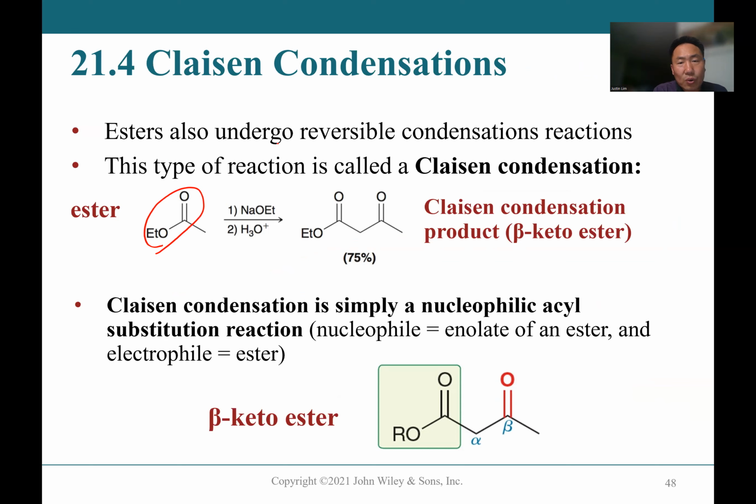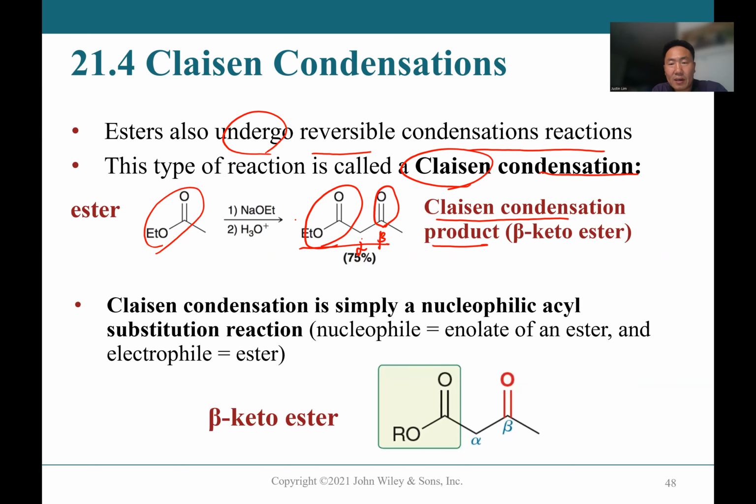Esters also undergo reversible condensation reactions. This type of reaction is called Claisen condensation. So this is the Claisen condensation product, a beta-keto ester.